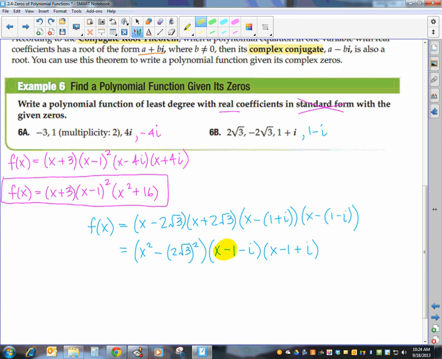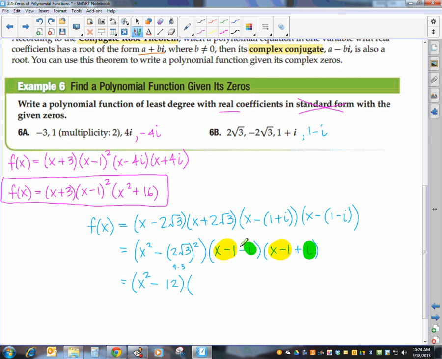Now, look at this, because those two are the same. These two are the same. So that is a minus b, a plus b. So when we multiply it out, we're going to use the same concept that we did right here. So that leaves me x squared minus, I have to square the 2 and the square root of 3. So that's 2 squared, this is going to be 4 times 3, which is 12.